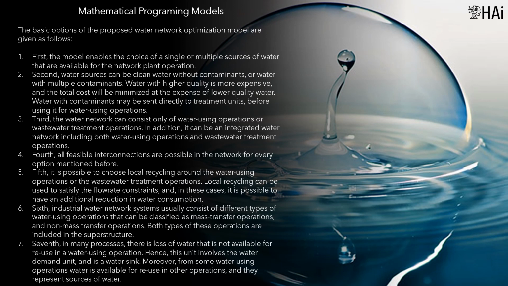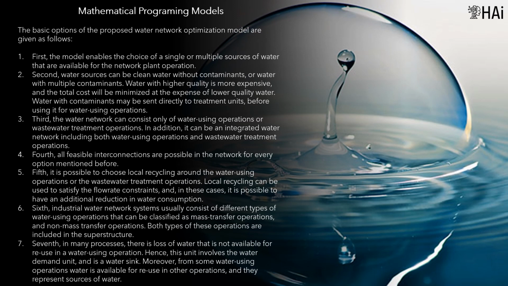Fourth, all feasible interconnections are possible in the network for every option mentioned before. Fifth, it is possible to choose local recycling around the water-using operations or the wastewater treatment operations. Local recycling can be used to satisfy the flow rate constraints, and, in these cases, it is possible to have an additional reduction in water consumption. Sixth, industrial water network systems usually consist of different types of water-using operations that can be classified as mass transfer operations, and non-mass transfer operations.